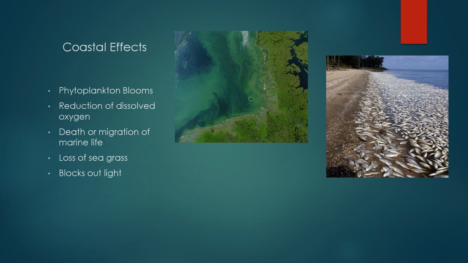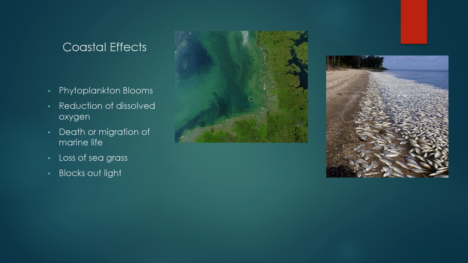And when these hypoxic zones develop, creatures either asphyxiate and die, or they swim away. Habitats that would normally be teeming with life essentially become biological deserts. Hypoxia is not the only effect of phytoplankton blooms. Other ecological effects can occur.